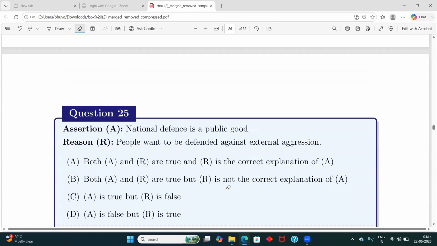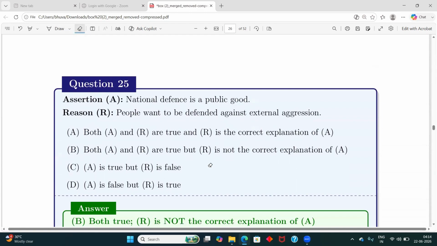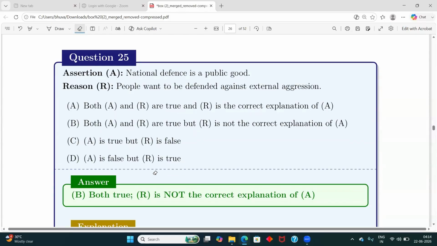Now question number 25. Assertion: national defense is a public good. Reason: people want to defend it against external aggression. Option A, both are correct and the reason is the correct explanation. Option B, both are correct but the reason is not the correct explanation of the assertion. C, assertion is true but reason is false. And option D, assertion is false but reason is true.